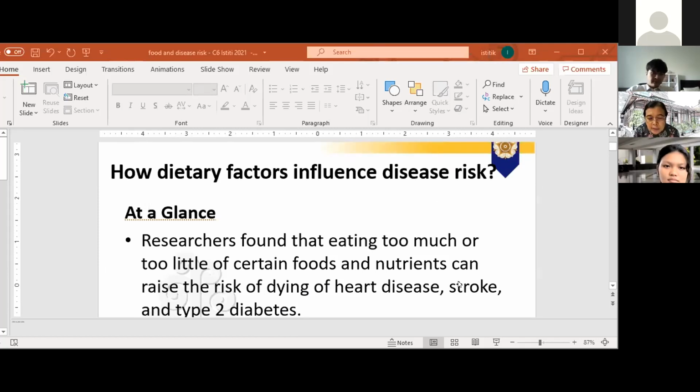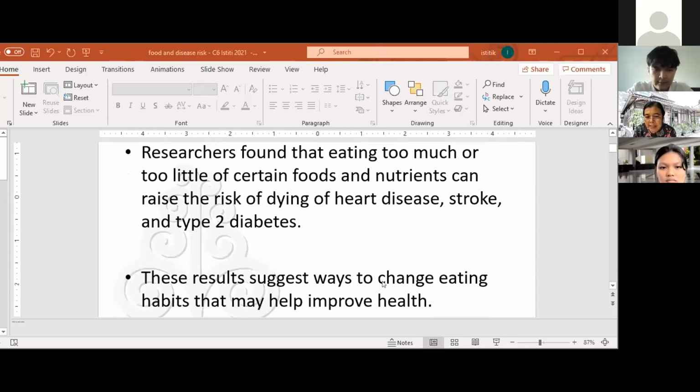Here, food and nutrients, and eating too much or too little of them. The results suggest we should change eating habits, which may improve health. That's why we have a practical on nutrition assessment. How are your eating habits? You will learn with a 24-hour record. What kind of eating habits do you have every time? We assess three times: in normal days, and the other on the weekend or special days.